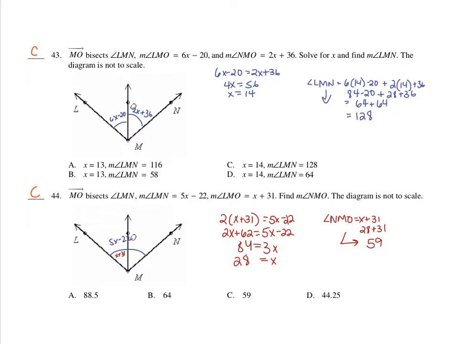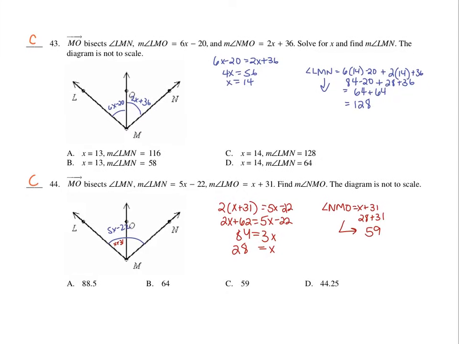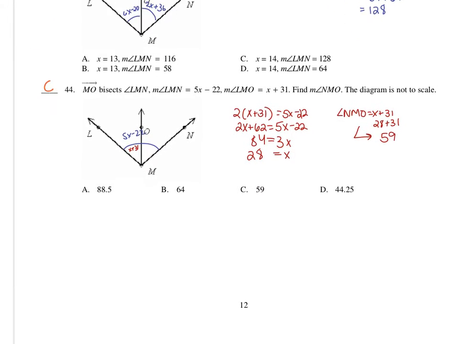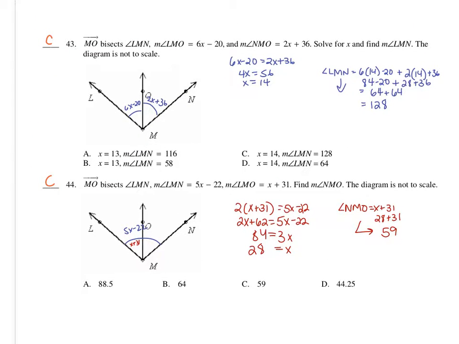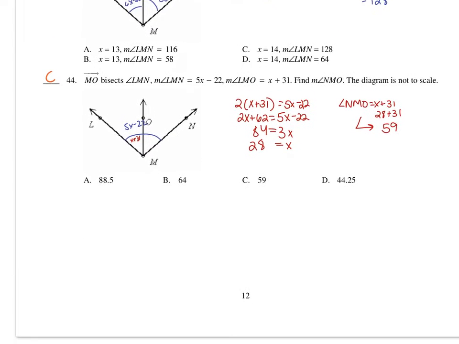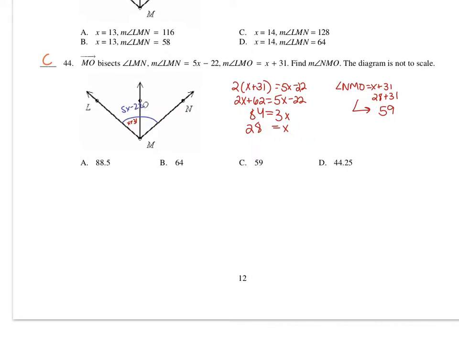So for C, 6x minus 20 would equal 2x plus 36, and x is 14. And then plug it back in to get that it's 128 for the big angle. And again, be careful there, because if you only plug it into 1, you're going to get 64, which of course is a choice. Make sure you read really carefully, especially with the angle letters. Don't get confused, because there's no partial credit on multiple choice. So you need to be really careful.